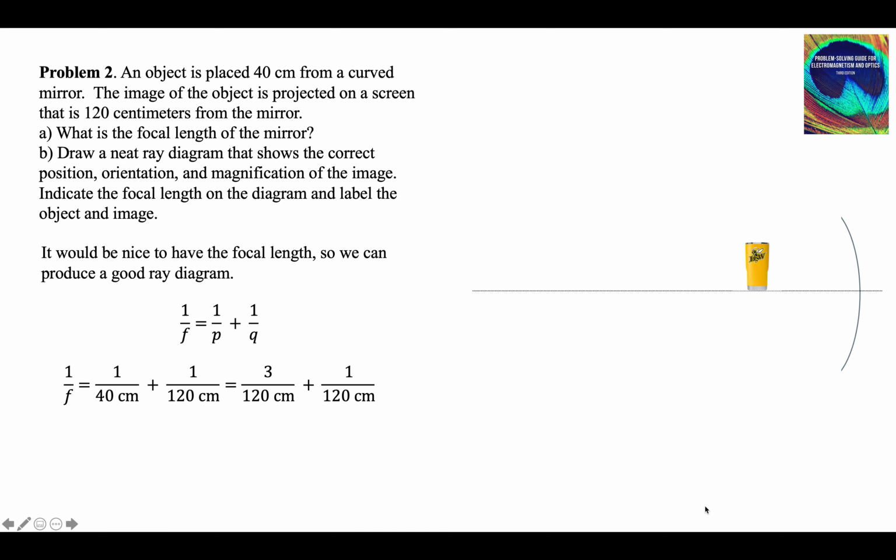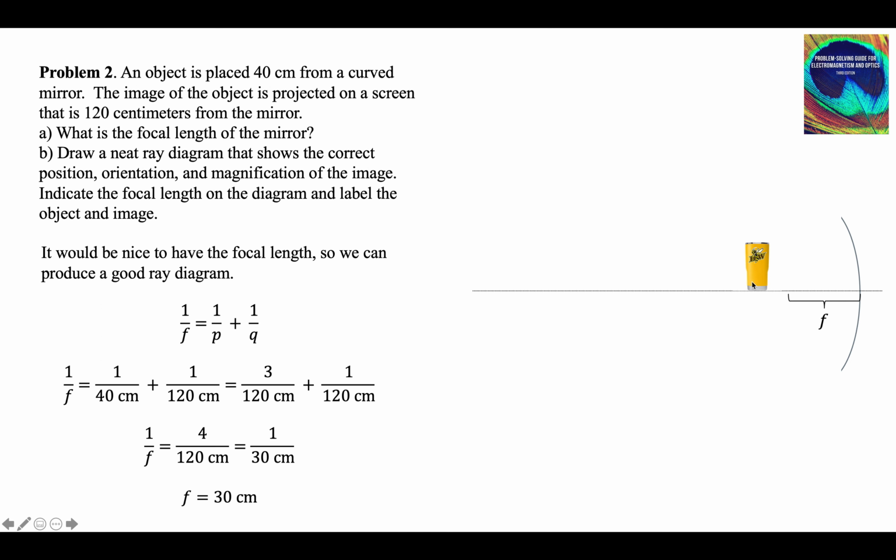Plug it in: 40 centimeters for p, 120 centimeters for q. Writing 1/40 as 3 over 120 to get a common denominator, we get 4 over 120, which is 1 over 30, which means the focal length is 30 centimeters. So we have a focal length of 30 centimeters, which is inside the position of the object. So that focal length is 3/4 of the distance to the object.